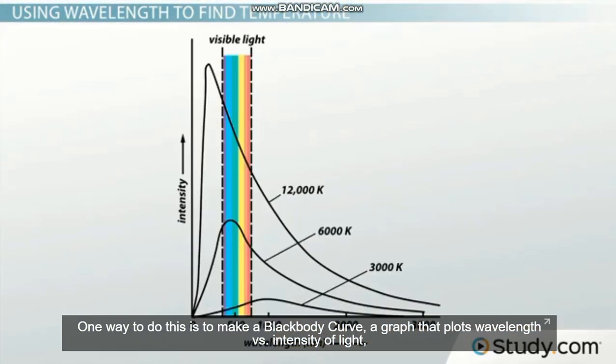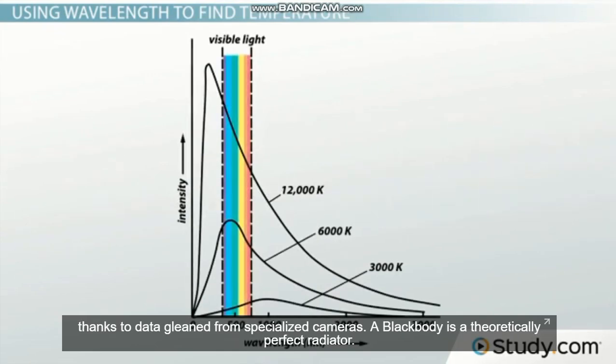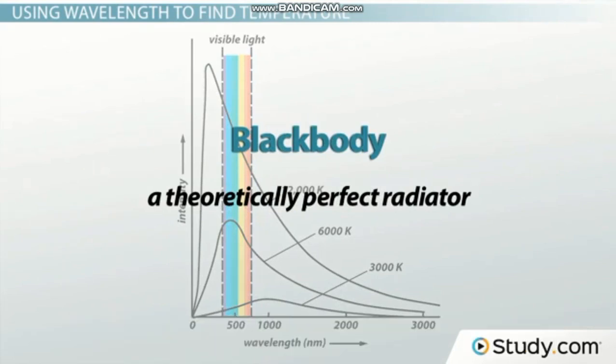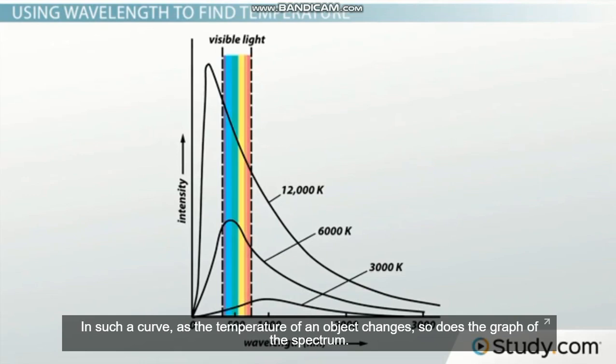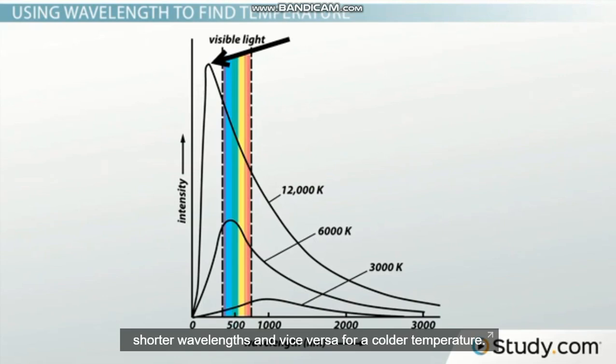One way to do this is to make a black body curve, a graph that plots wavelength versus intensity of light thanks to data gleaned from specialized cameras. A black body is a theoretically perfect radiator. In such a curve, as the temperature of an object changes, so does the graph of the spectrum. A higher temperature would have a graph where the peak of the curve is located at shorter wavelengths, and vice versa for a colder temperature.